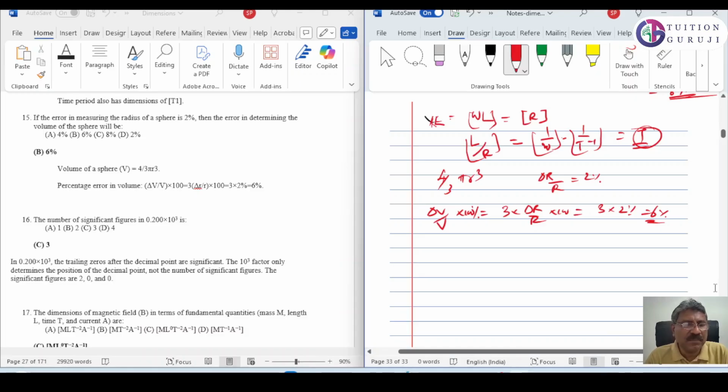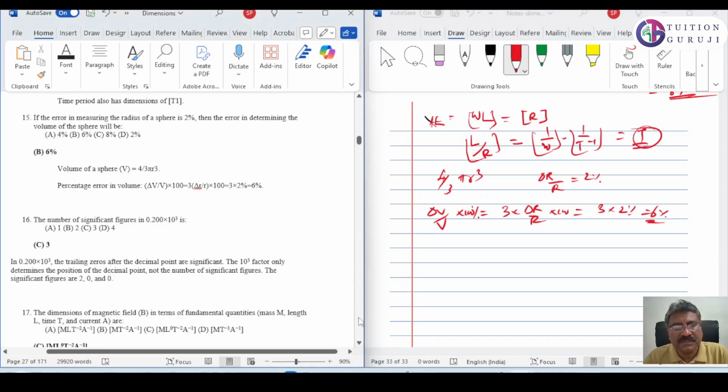Now the number of significant figures in 0.200 into 10 raised to 3 is 3. It's very clear, there is nothing to explain there, because after the decimal point there are 3 places, so all 3 places after the decimal point are significant. Power has nothing to do with this. The significant figures will be 3.